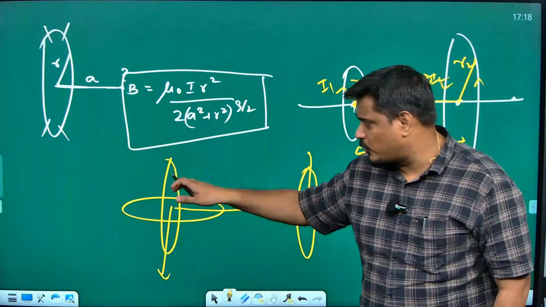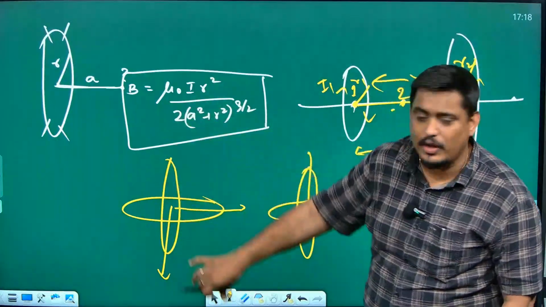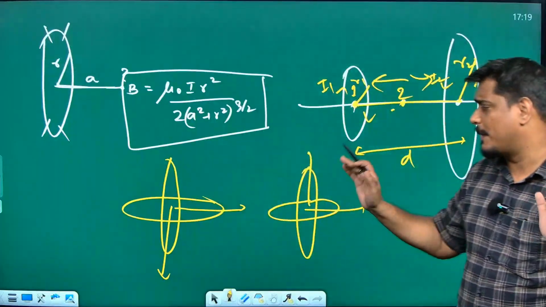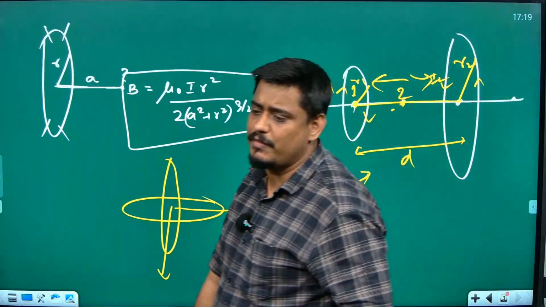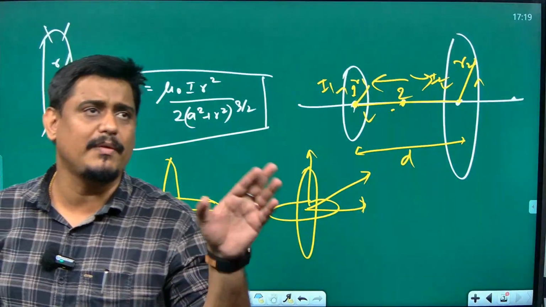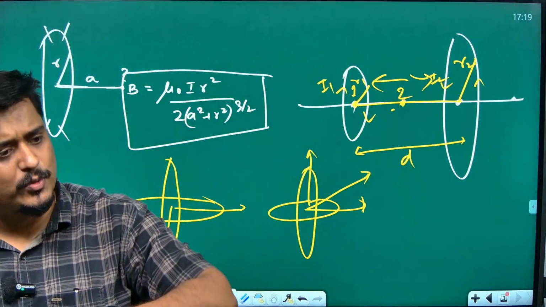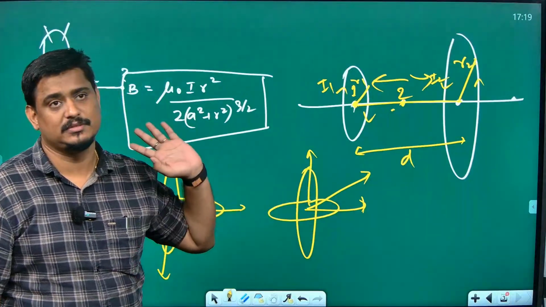Because for this coil, it may be either here or here. For this coil, it will be either up or down. So these two are always going to be perpendicular. And if they are perpendicular, the net magnetic field will be B1 square plus B2 square plus 2 B1 B2 cos 90, that is 0. So root over B1 square plus B2 square. B1 you can find as mu naught I by 2R. B2 you can find as mu naught I by 2R. Solve, get the answer. This kind of questions are also very common.